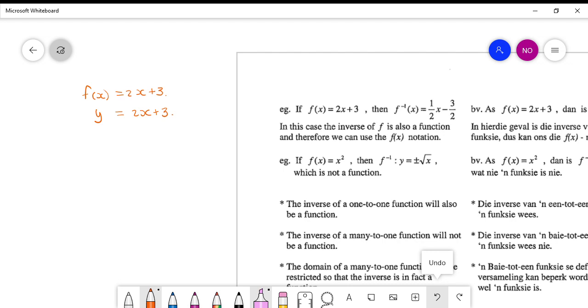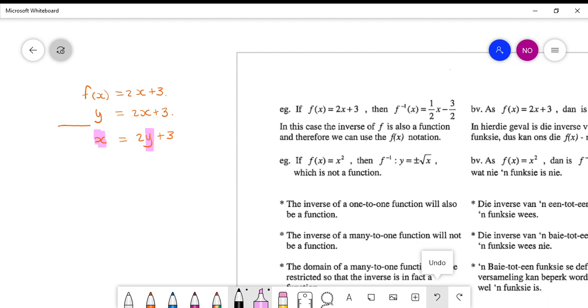Sien julle, ek het net in plaas van f van x geskryf y, want dit is iets waarmee ek kan werk. Now I'm only starting with the inverse. What do we do when we get the inverse? You swap, né? So I'm going to say x is gelyk aan 2y plus 3. Sien julle? Ek het net my x en my y waarde omgeruil. But now you need to get y on its own.